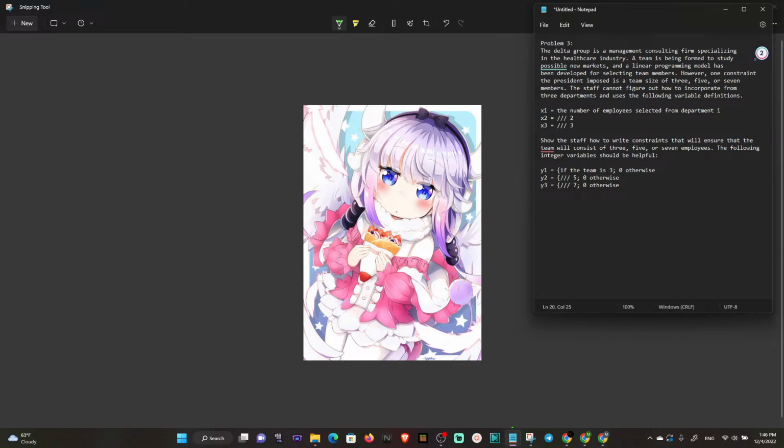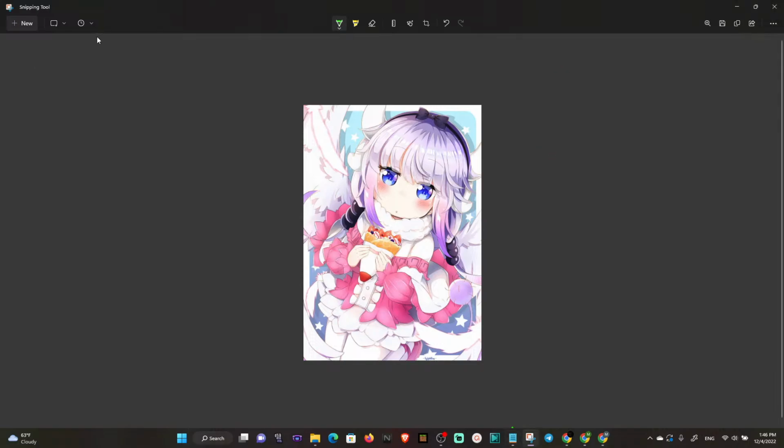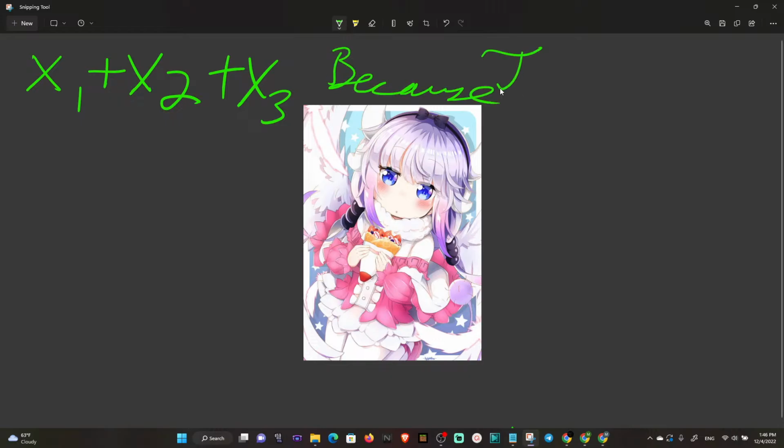No? Okay. So in this instance, first, you gotta know something. The team size is equal. Therefore, when you write it out, it'll be as follows: x1 plus x2 plus x3. This is because the team size is equal. Yeah, that's the team size, right? x1 plus x2. Yep.